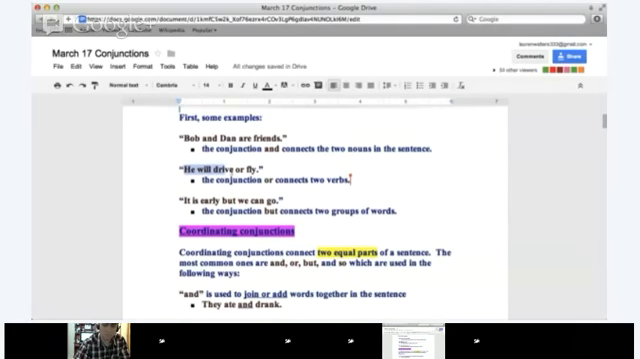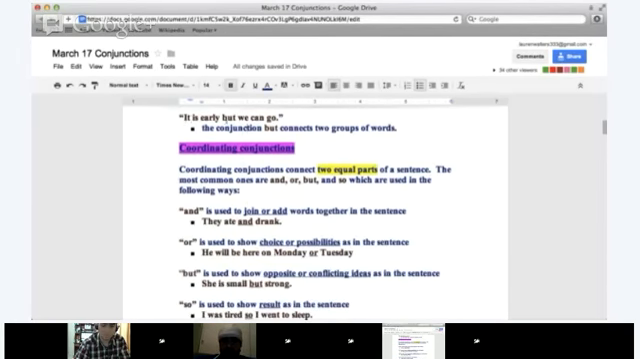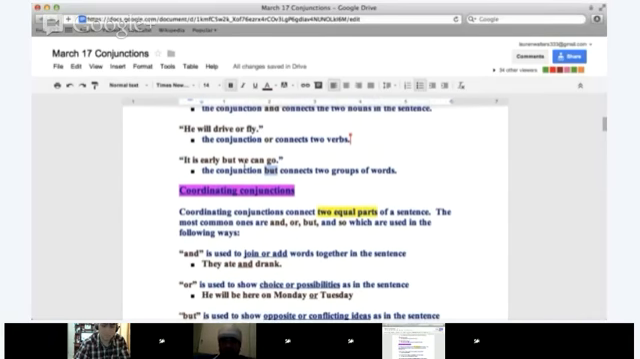So let's go to the second example here. He will drive or fly. Or connects the two verbs. So drive and fly are verbs, and or is the conjunction. You couldn't just say he will drive, fly. You have to give the option. So or connects these two words by making them both options. Okay? The next one here, it is early, but we can go. So here, the conjunction but connects the two groups of words. So it is early, but we can still go, right?